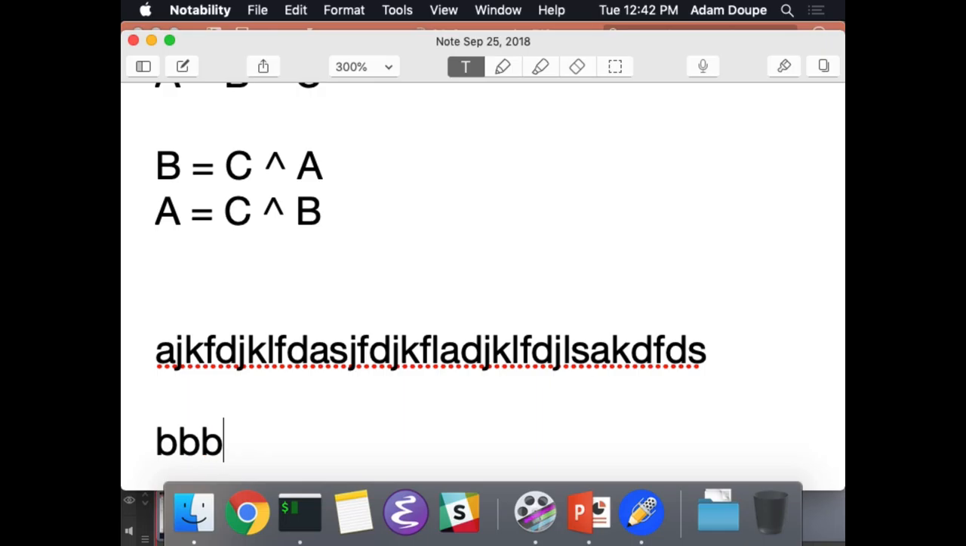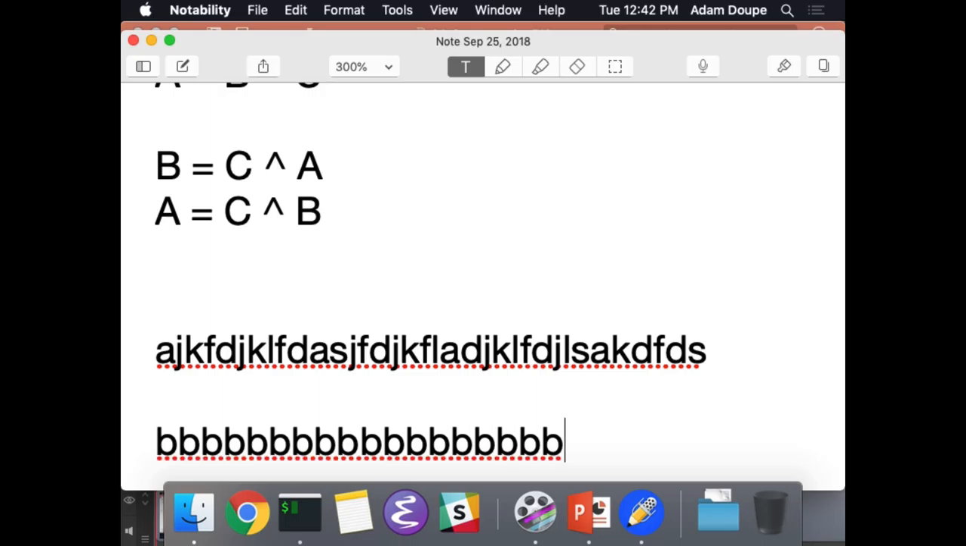if I send a string of all B's, 32 B's, to the server? So what's going to happen? The server takes my input and it does string comparison on it. So what does it do? Compares the first two. Compares the first two and says what? They're not equal. Stop.